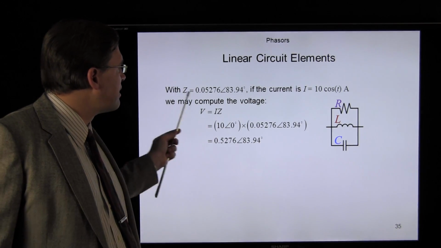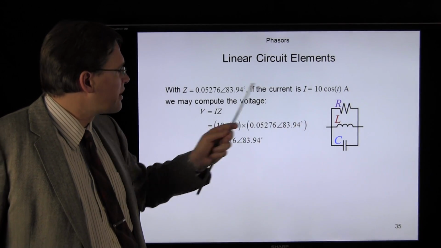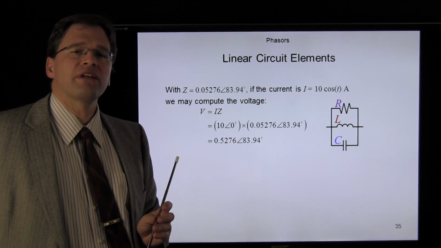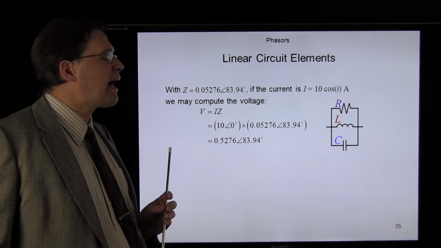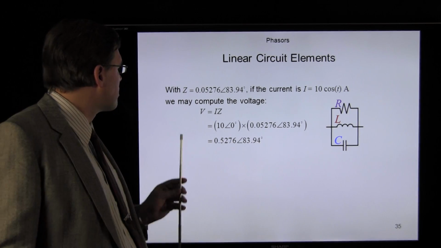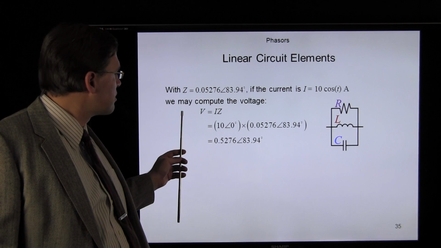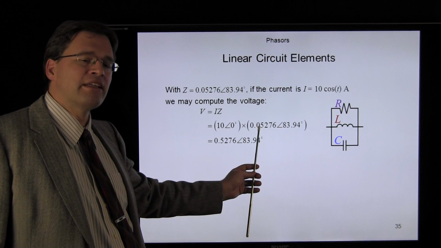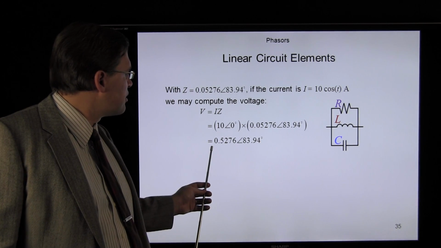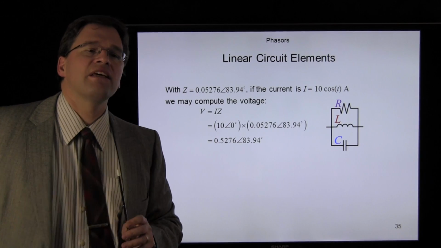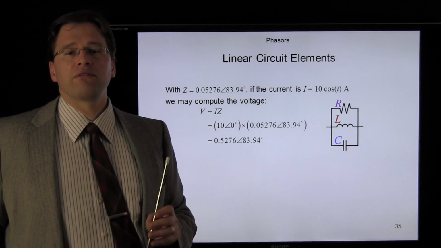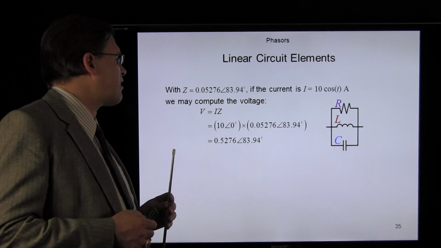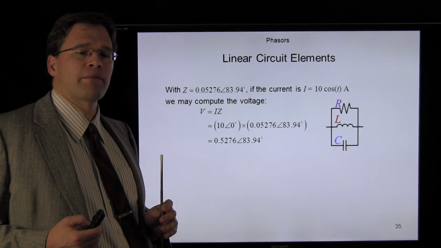So there is my impedance of this circuit element, and if I now have a current of 10 cos t passing through that circuit, I can now calculate the voltage across it. V equals Iz. Essentially, I multiply the magnitude by 10, and I get 0.5276 phase 83.94. So the voltage is leading the current by 83, or approximately 84 degrees.